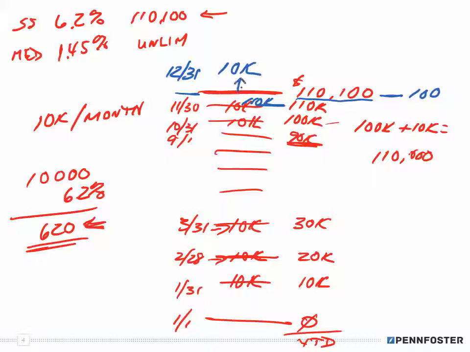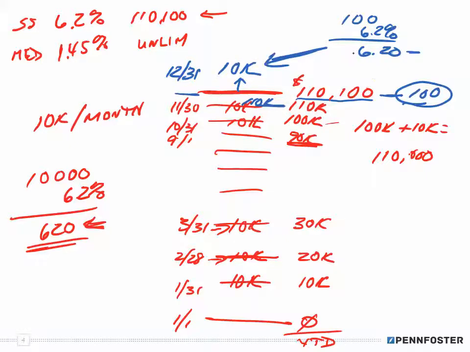Anything above the $110,100 is not taxable. So you only have to pay tax on that $100. $100 at 6.2% is only $6.20. So that's the only amount out of this full $10,000 that you're going to have withheld for Social Security. The whole idea here is, I'm going to erase some of this to make it a little bit clearer.